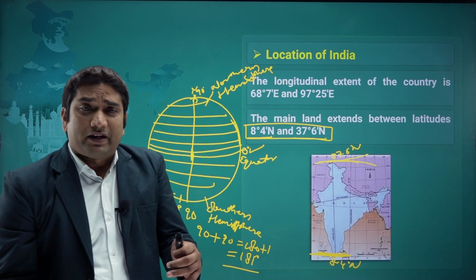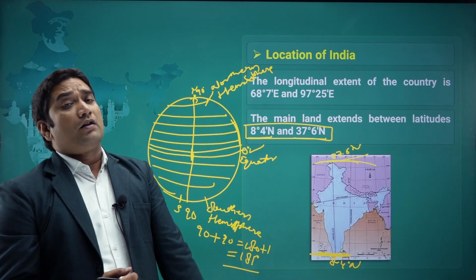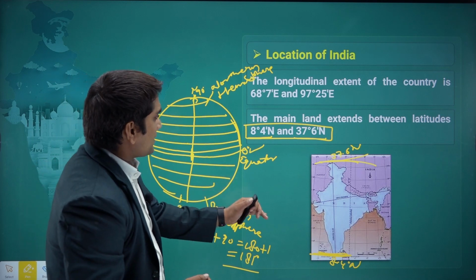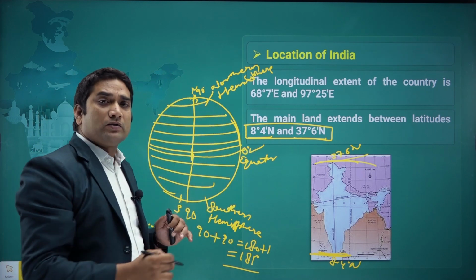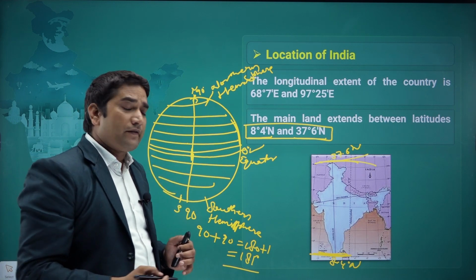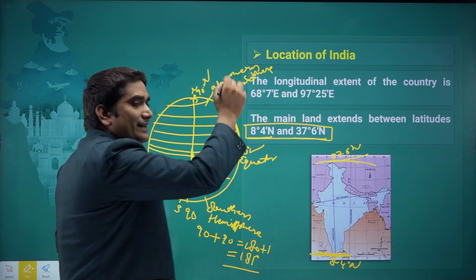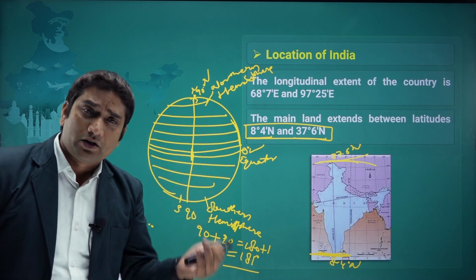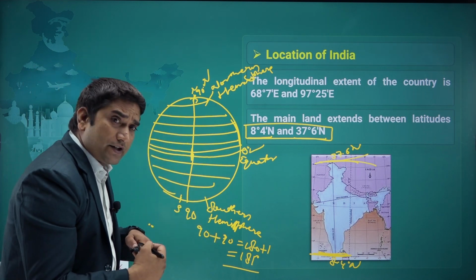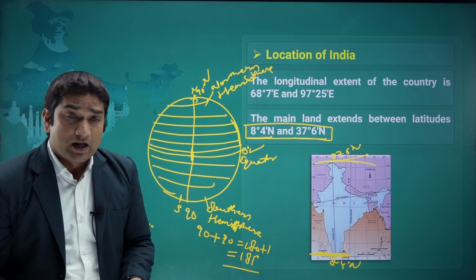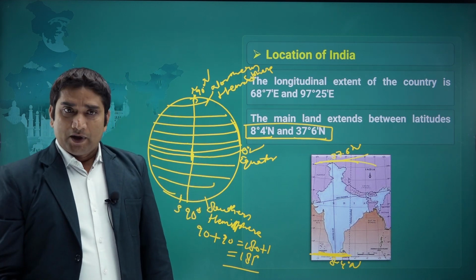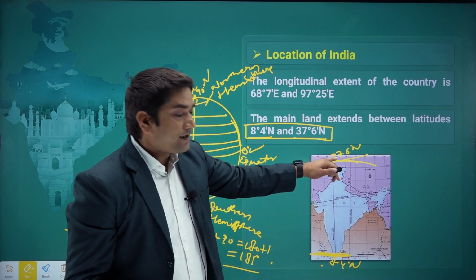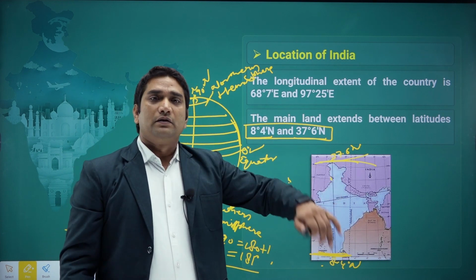So this is basically the latitudinal extent of India. Whatever latitudes we have above the 0 degree or the equator, they are all northern latitudes because they lie in the northern hemisphere. Whatever latitudes we have in the southern hemisphere are all southern latitudes. So from here we can analyze that India lies in the northern hemisphere.